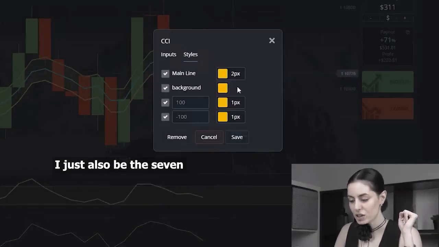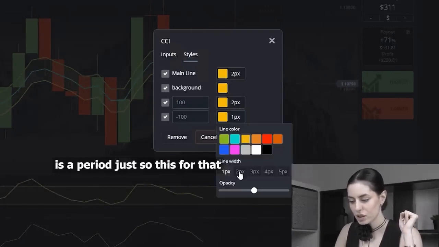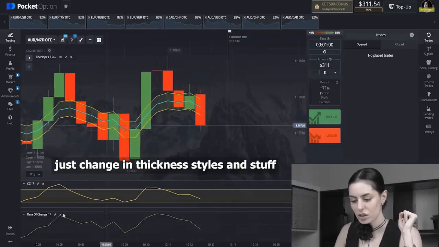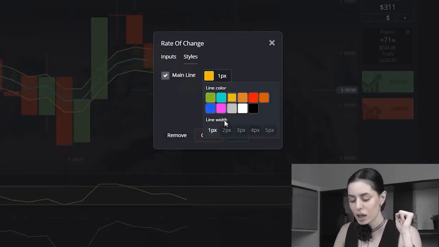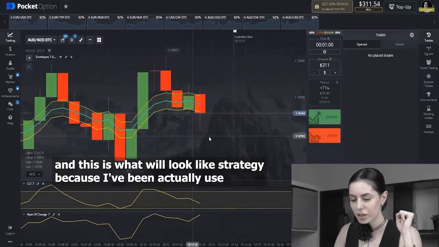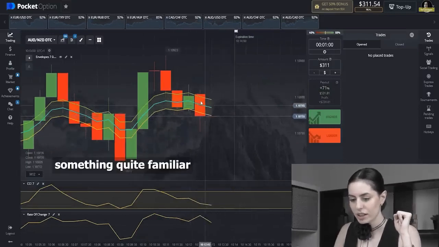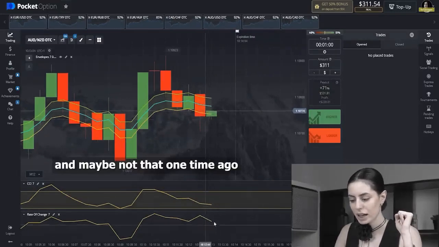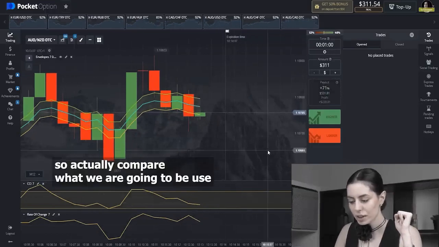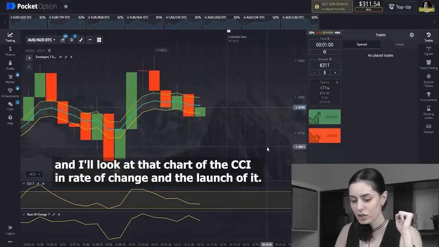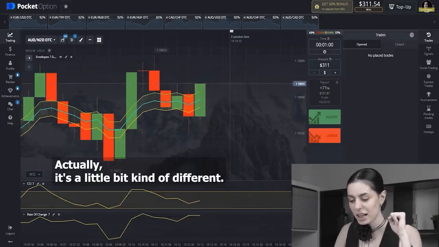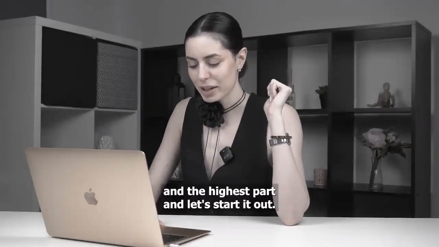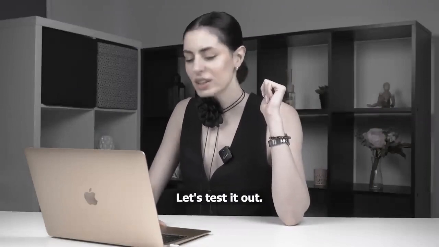And for CCI, 7 is the period, just as always. Just changing all the thickness styles and stuff. Rate of change, of course, is gonna be 7 too. This is a little bit of a look-alike strategy because I used something quite familiar not that long ago. So compare what we are gonna be using, and look at the chart of the CCI and rate of change and the lines of it, how it's a little bit different. CCI is located in the lower part and the rate of change in the highest part. And let's start it out. Let's test it out, just as always.